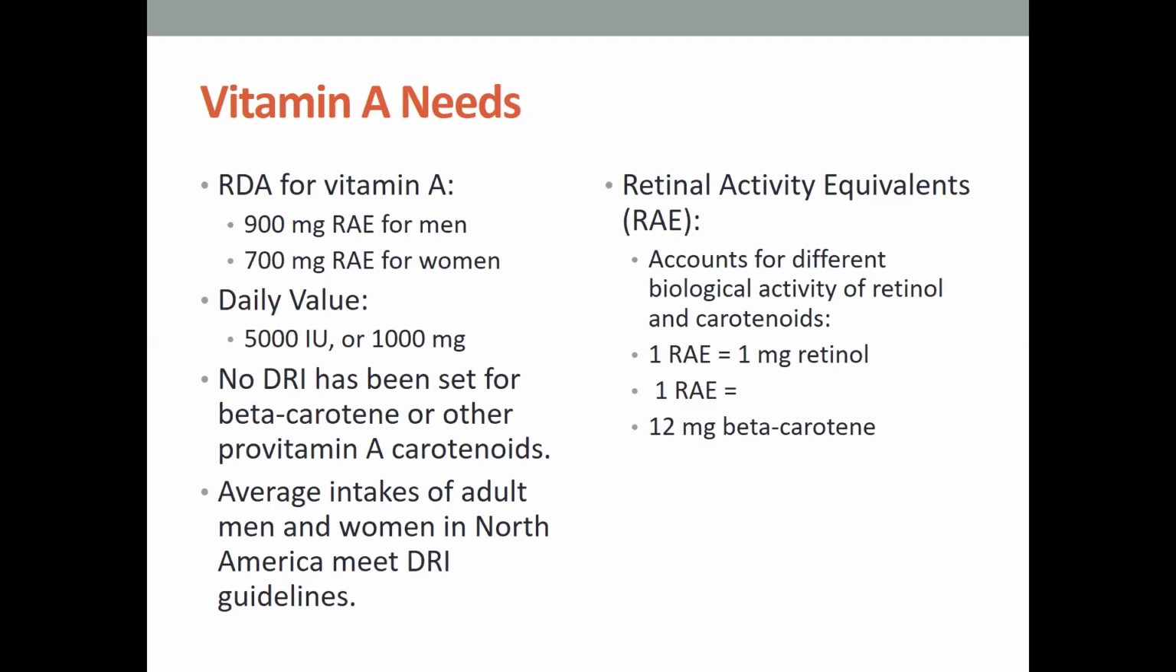So beta carotene is not as biologically active. It actually takes 12 milligrams of beta carotene to have the same biological activity as 1 milligram of retinol. So you have to eat more carrots, where you could have just a small serving of something like liver for the same amount within the human body in terms of function. That's a little bit confusing, so read your textbook for more detail or ask me questions.